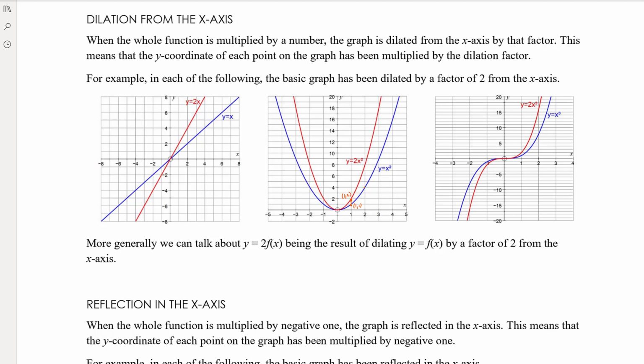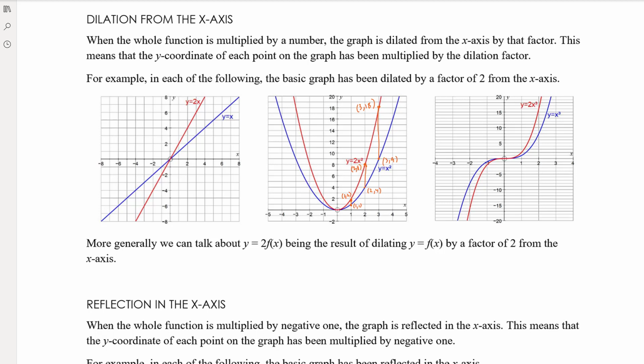This point here is (2, 4). We double the y-coordinate and it's now up here at (2, 8). This point here is (3, 9). We double the y-coordinate and that point is now up here at (3, 18). Okay, so 2 times x squared is the graph of x squared dilated from the x-axis by a factor of 2. Every y value is doubled.